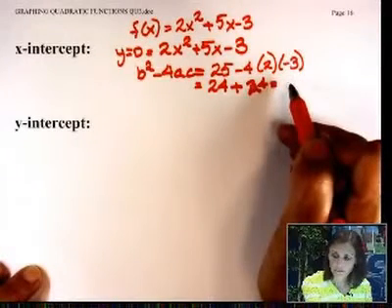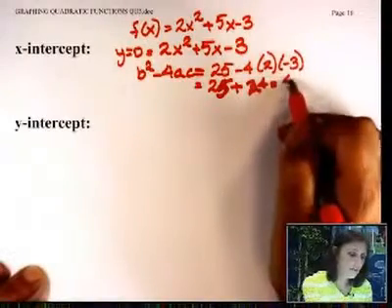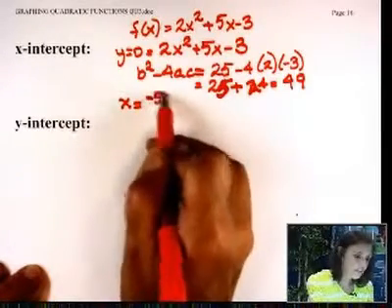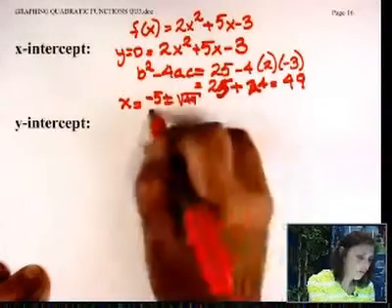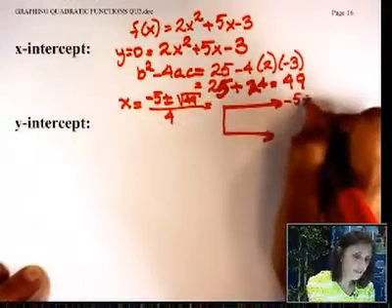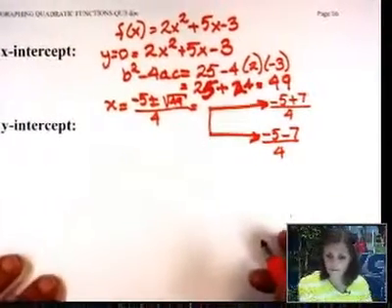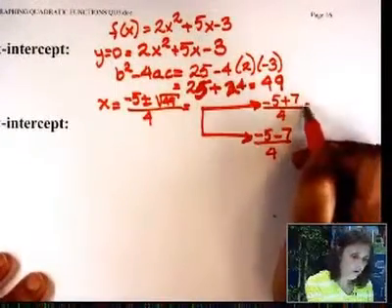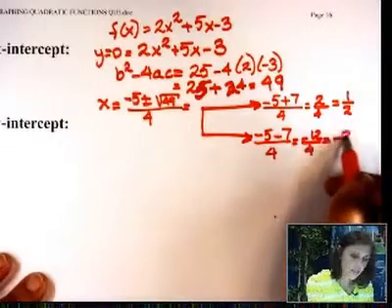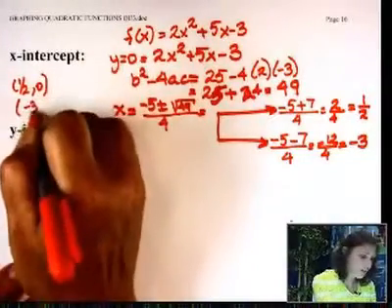I'm just making all these mistakes. 25 plus 24, that's 49. Okay? I'm going to put it in the quadratic formula. X is negative b plus or minus the square root of 49, over 2a. That's going to give me two answers. Negative 5 plus 7 over 4, and negative 5 minus 7 over 4. That's going to give me 2 over 4, which is 1/2. And this is going to give me negative 12 over 4, which is negative 3. Okay, my x-intercepts are at 1/2, 0 and negative 3, 0.